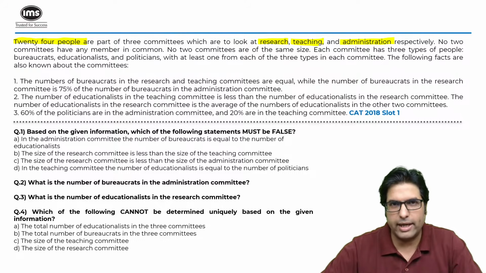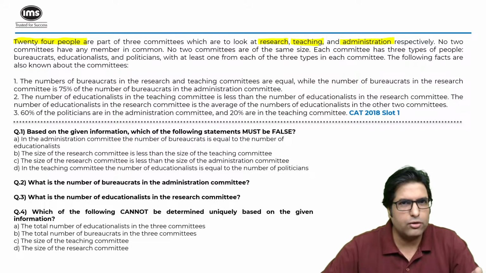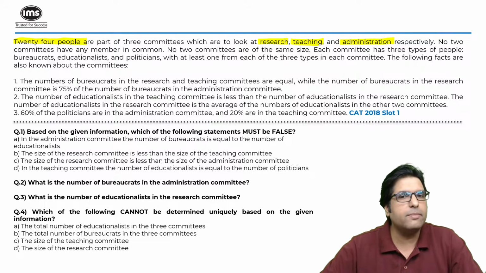Now, how do you decide? And this is a very interesting problem. How do you decide whether I should create a Venn diagram, three circles, research, teaching, administration, put in those values for 24 people, or create a simple table?